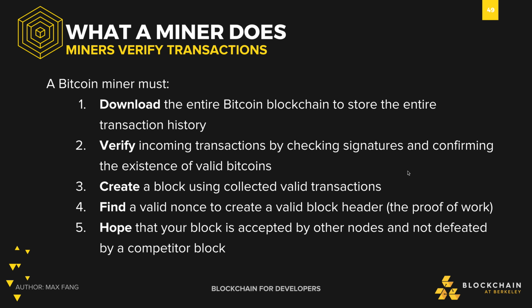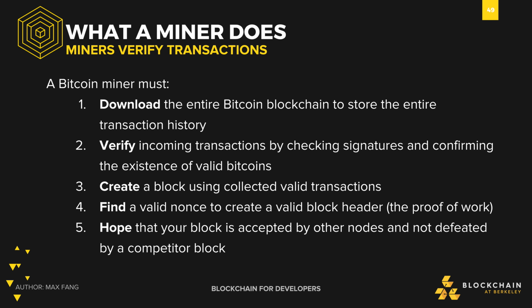So, mining. A Bitcoin miner needs to download the entire Bitcoin blockchain, because the miner is verifying transactions on the blockchain. Step 2: after you download, it needs to start verifying the validity of these transactions by checking the signatures and confirming the existence of the Bitcoins in the transactions. Then we create a block using the collected valid transactions, and then we find a valid nonce to create the valid block header. We will talk about how that works.